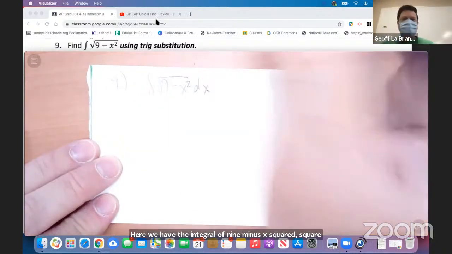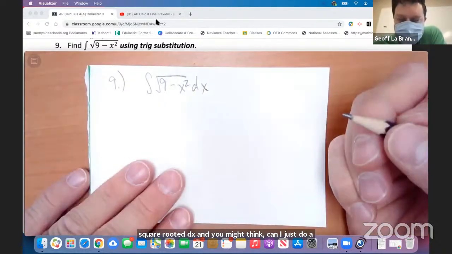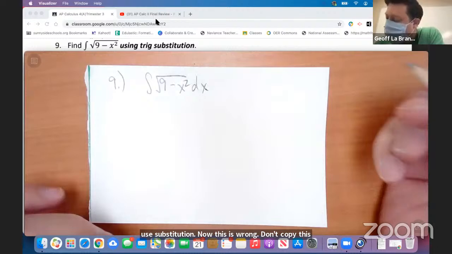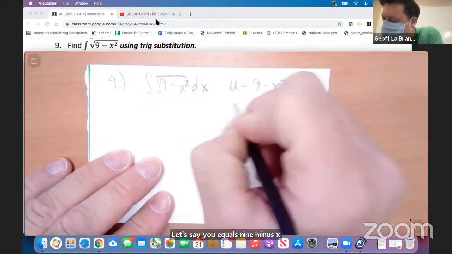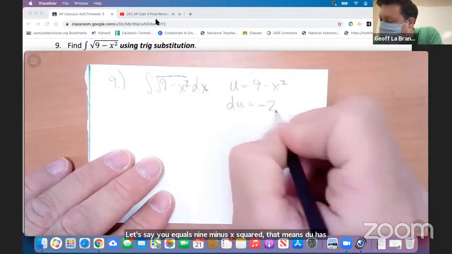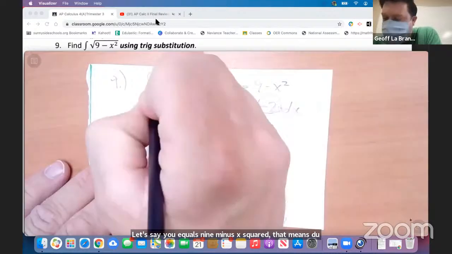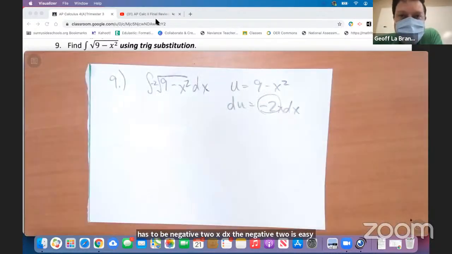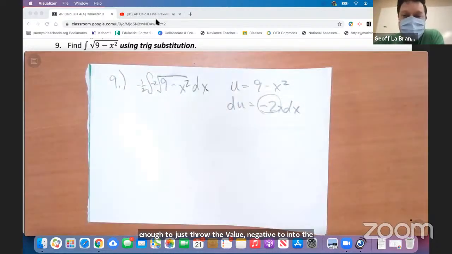And you might think, can I just do a u substitution? Now, this is wrong. Don't copy this down like it's what you're supposed to do, but let me show you what happens. Let's say u equals 9 minus x squared. That means du has to be negative 2x dx. The negative 2 is easy enough. You just throw the value negative 2 into the function, and its reciprocal out front. That way everything stays balanced.